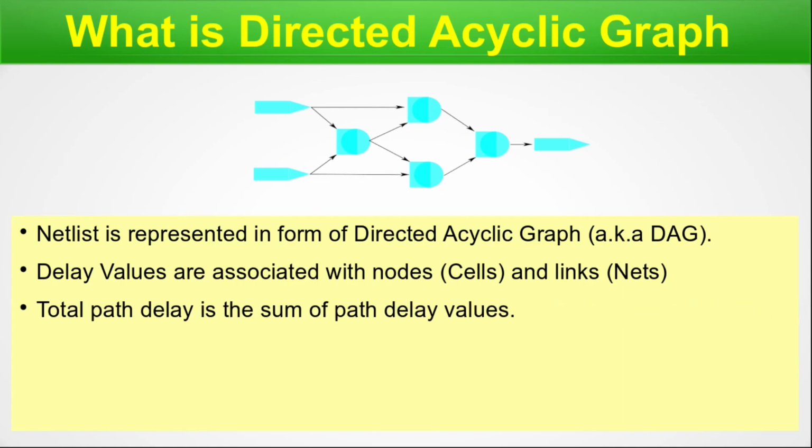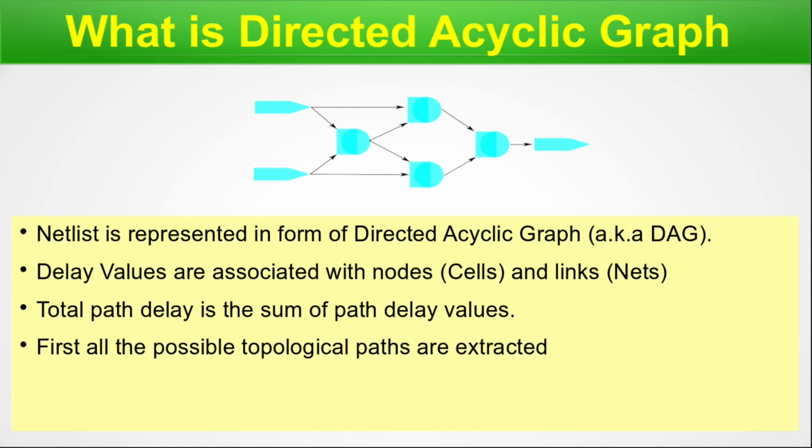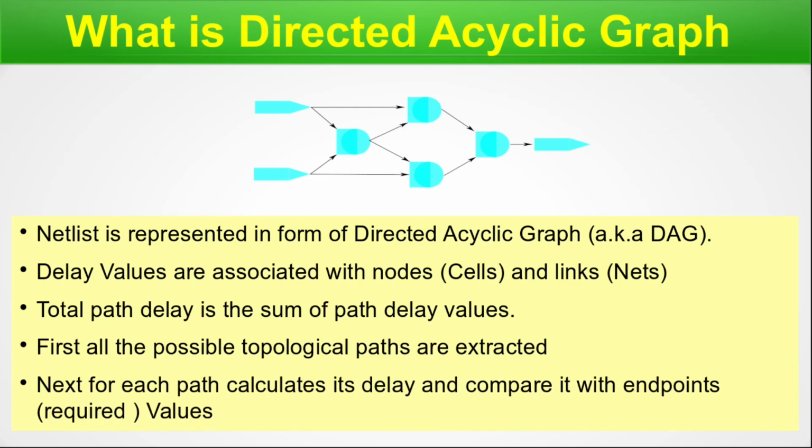Total path delay is the sum of the path delay values. We'll see in an example. First, all the possible topological paths are extracted. Next, for each path, we calculate its delay and compare it with the endpoint values, that is the required values. So this is how our comparing is done. We are done with this slide. Let's move on to the next slide.